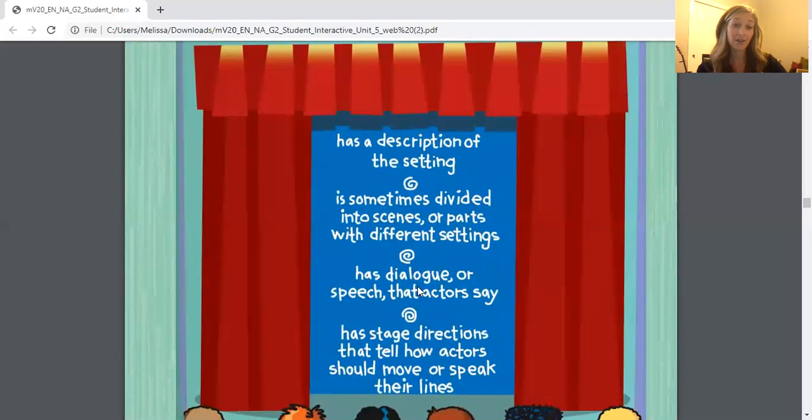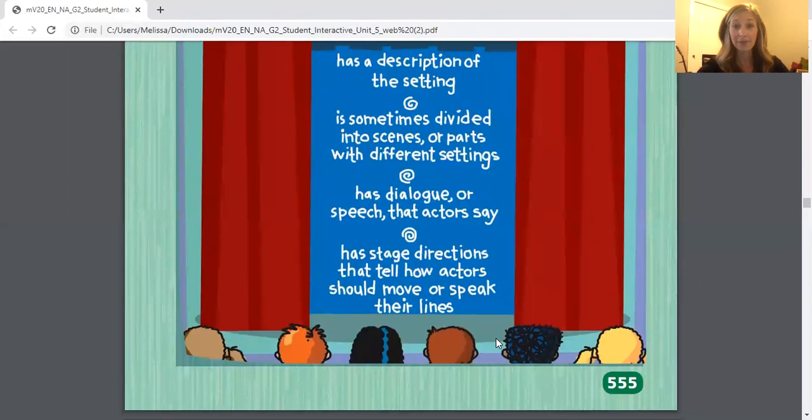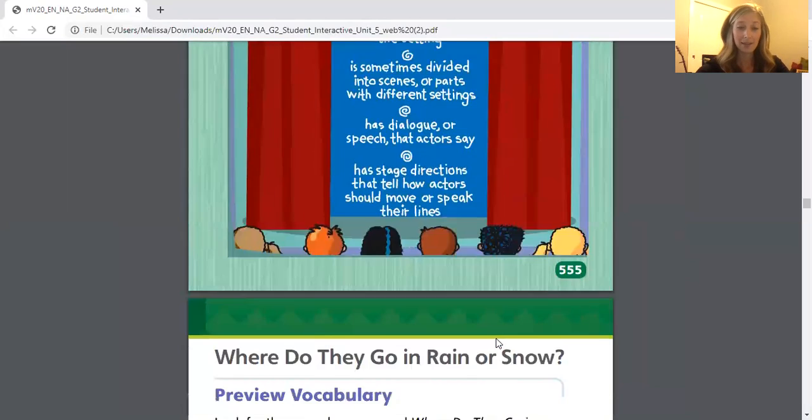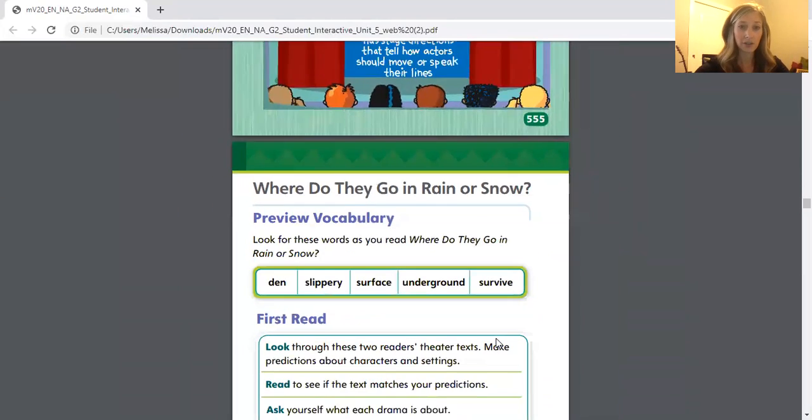So it has dialogue or speech that the actors say. So again, when the girl was talking, when the boy was talking, that was their dialogue. And then it has stage directions, which we talked about. So it tells the actors how they should be moving, or maybe there's a certain way that they should be speaking their lines. So maybe they're not just saying their lines or reading it, maybe they're yelling it or singing it or cheering it. And so it gives the actor an idea of how they should be acting. Let's go ahead and move to the next page.